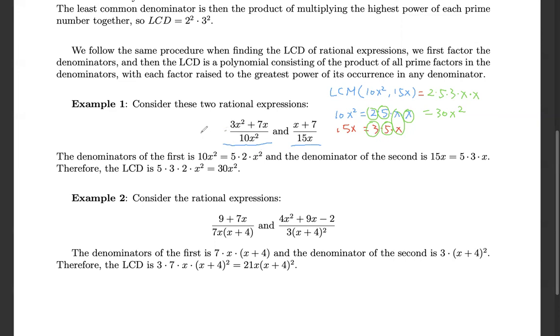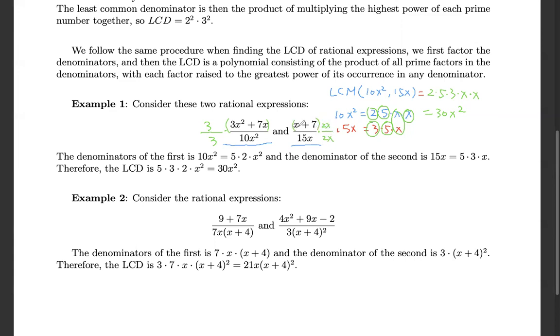So if we want to change the first one to be 30x squared, we only have to multiply by 3 over 3, right? And the second one, we need to change 15x to 30x squared. We need to multiply by 2x over 2x.